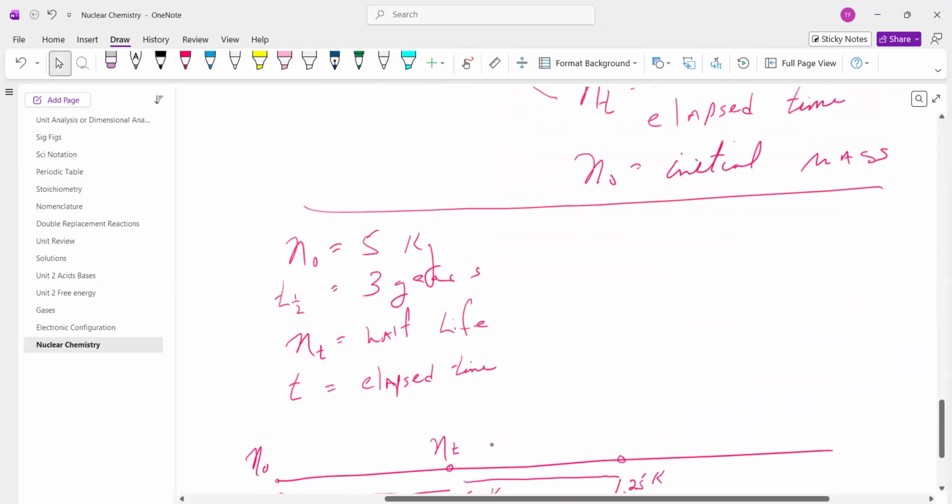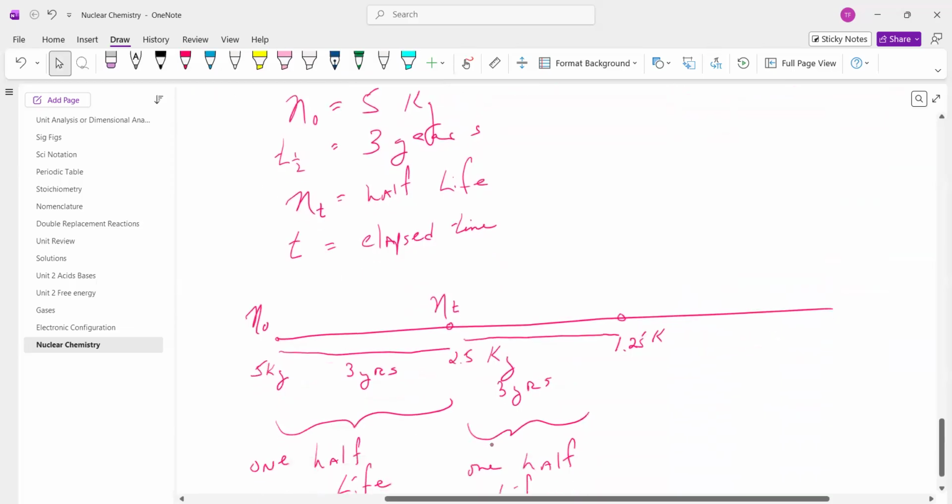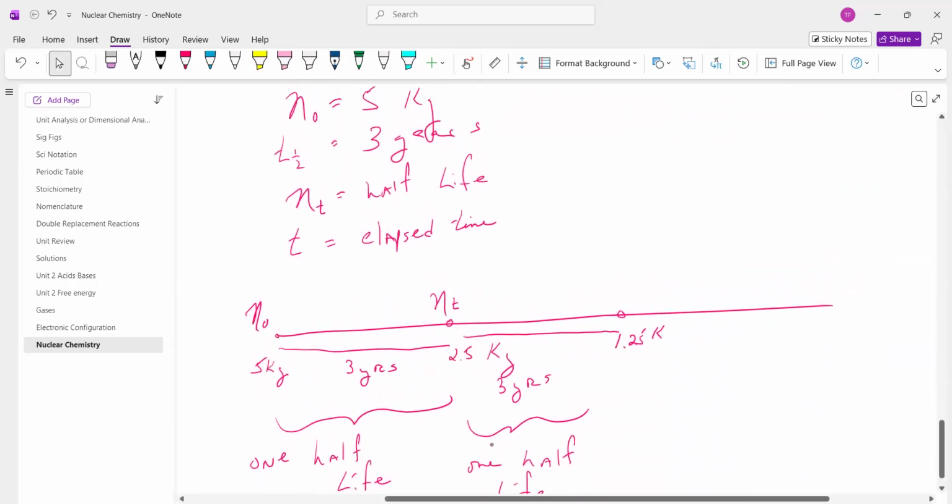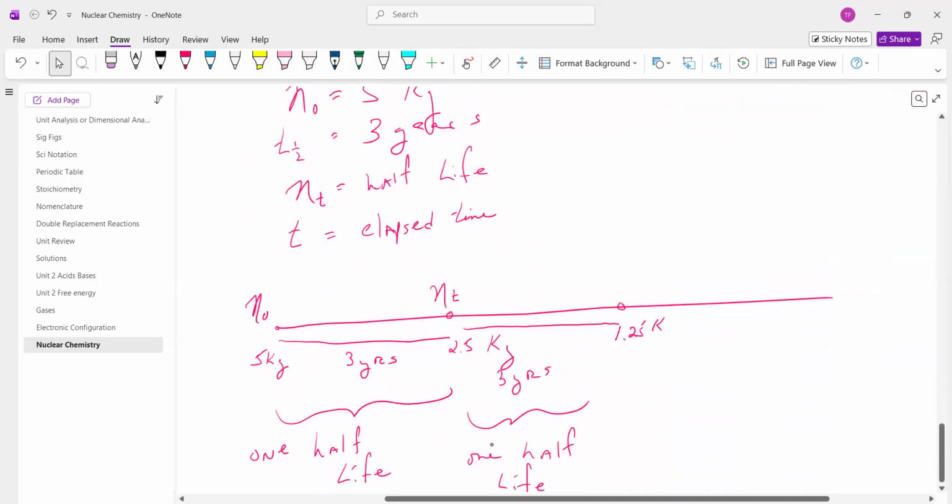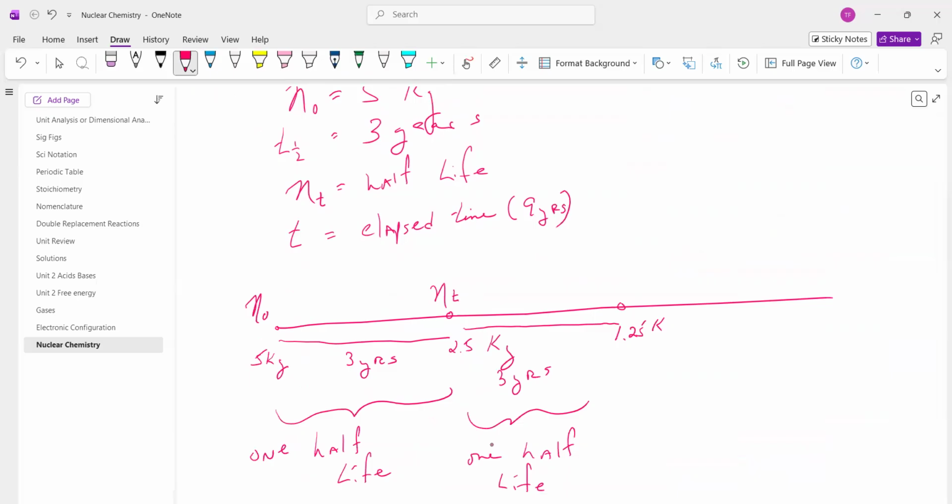And what was the problem? The elapsed time is going to be, for this problem, let's say 9 years. In other words, we're starting with something that weighs 5 kilograms. After 9 years, with the given half-life of 3 years, what are we left with? Well, how many half-lives have we gone through? 3 plus 3 is 6, not 9, so we've got to do another 3.